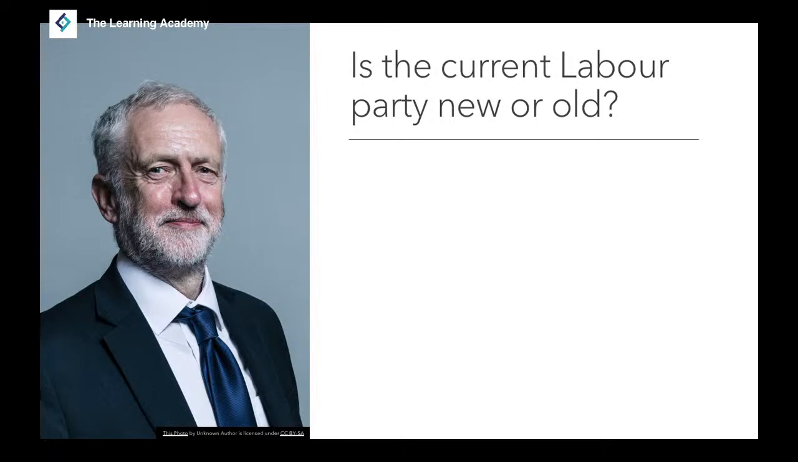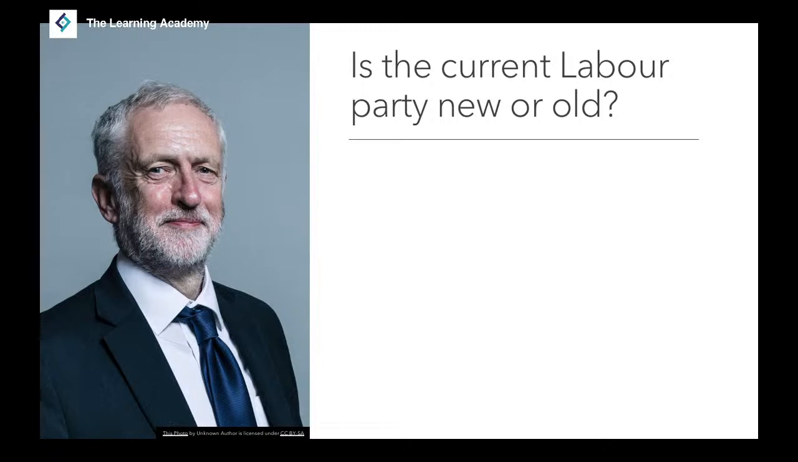So let me do a couple of things actually. Is the current Labour Party influenced more by old Labour than by new Labour? Okay, I'm putting the question in chat and then pinning it so that people can see what the question is.